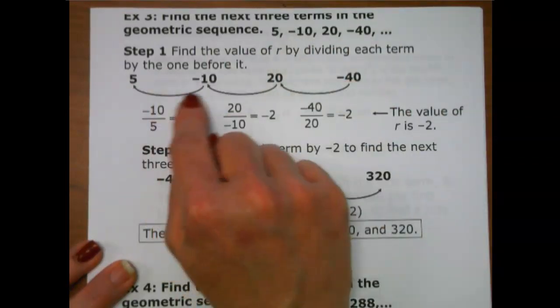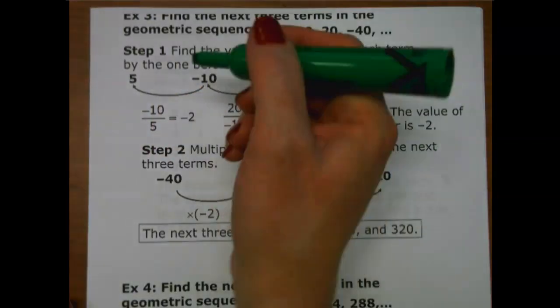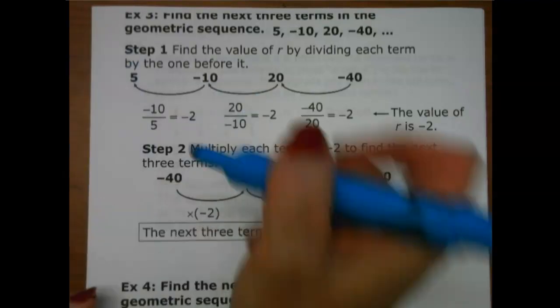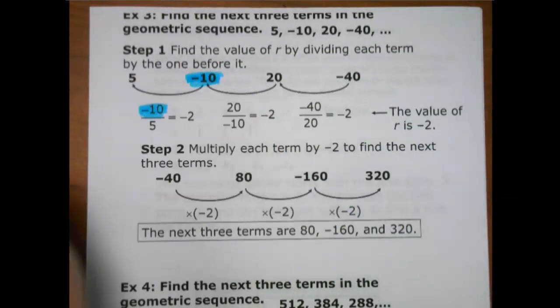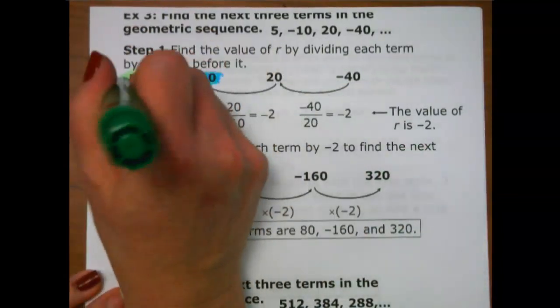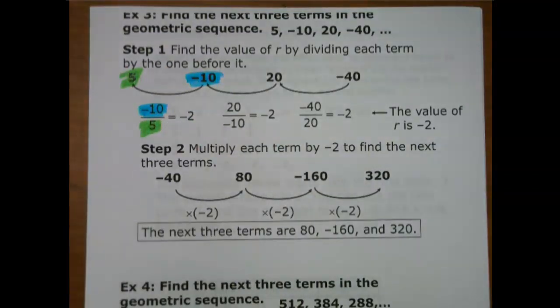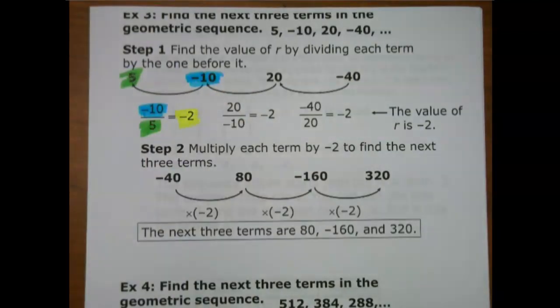Well, what happened from 5 to negative 10? Well, I'm going to take negative 10 and divide it by the previous term of 5. And it gives me negative 2. I'm pretty sure this is my R value, but let's just double check and keep going.